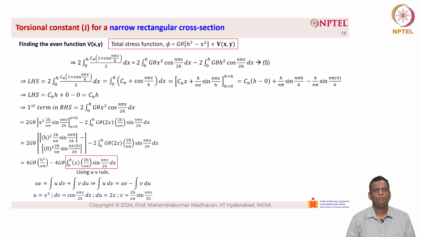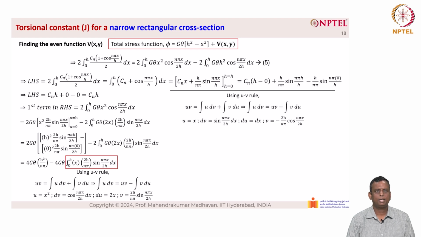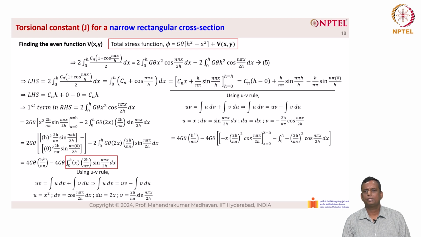So again, we have the small integral here. This again can also be solved using the UV rule. Integral UdV equal to UV minus integral of VdU. This time U equal to x and dV equal to sin n pi x by 2h into dx. So dU equal to dx, V equal to minus 2h by n pi into cos n pi x by 2h. When we substitute that, we get 4g theta into h cube by n pi, which is from the previous term, minus 4g theta into bracket open minus x into 2h by n pi into cos n pi x by 2h, x equal to 0 to x equal to h, minus integral 0 to h of minus 2h by n pi into cos n pi x by 2h into dx.